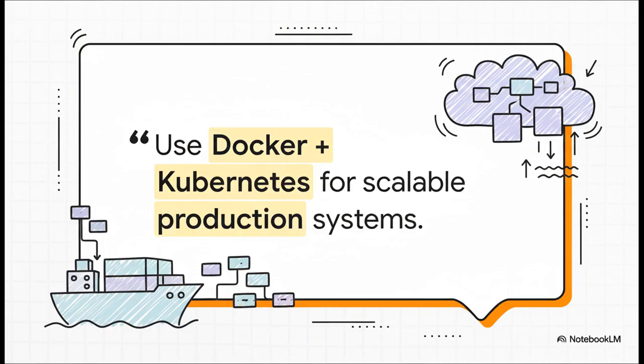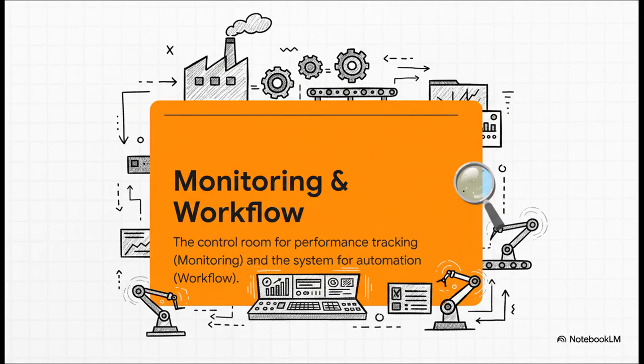It's pretty incredible. Okay, our factory is live. Products are shipping, high fives all around. But we can't just go home now. We need a central control room. We need eyes on everything. The machines, the quality of the output, and we need an automation system so we don't have to run the whole thing by hand.